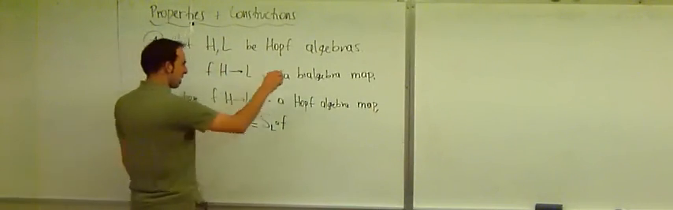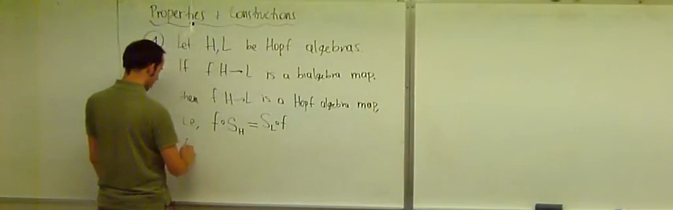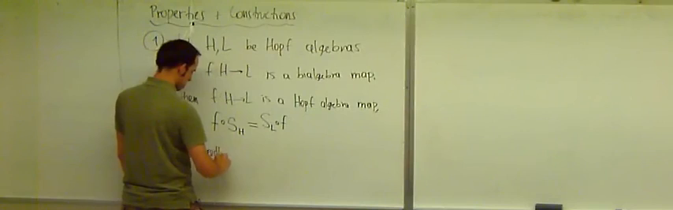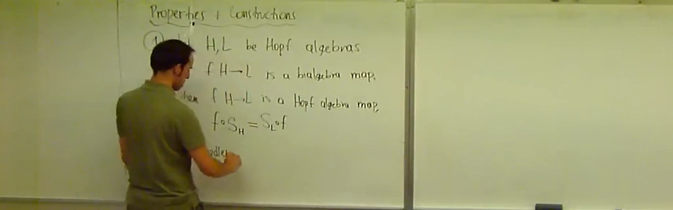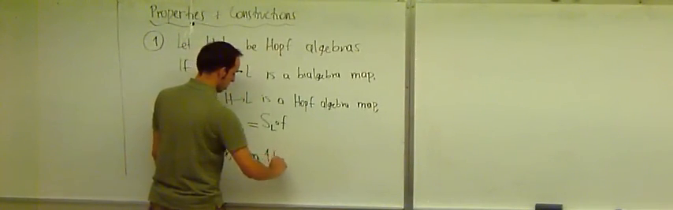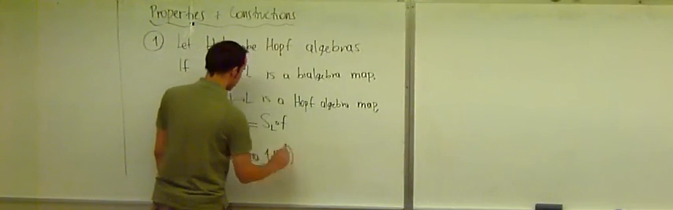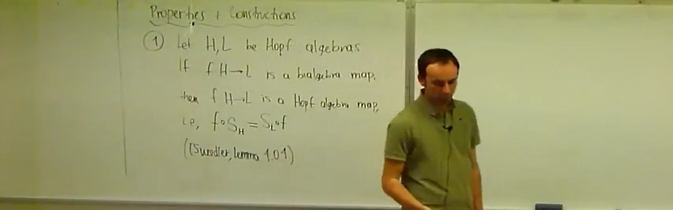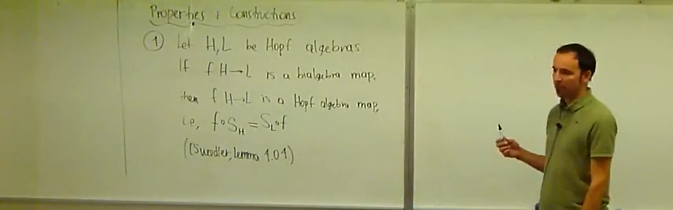So that's a very useful property. And if you want to see the proof, you can see it in the book, Sweedler, Lemma 4.0.4. Okay? So that's a nice tool to show that you have Hopf algebra maps.